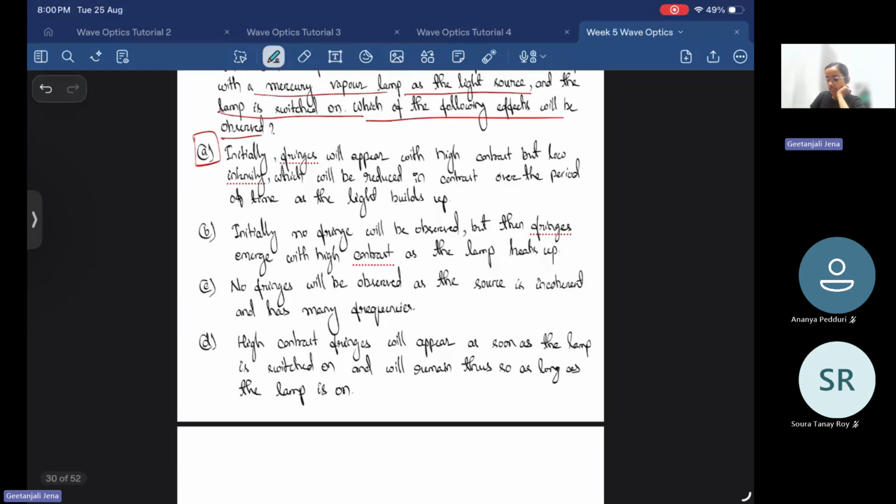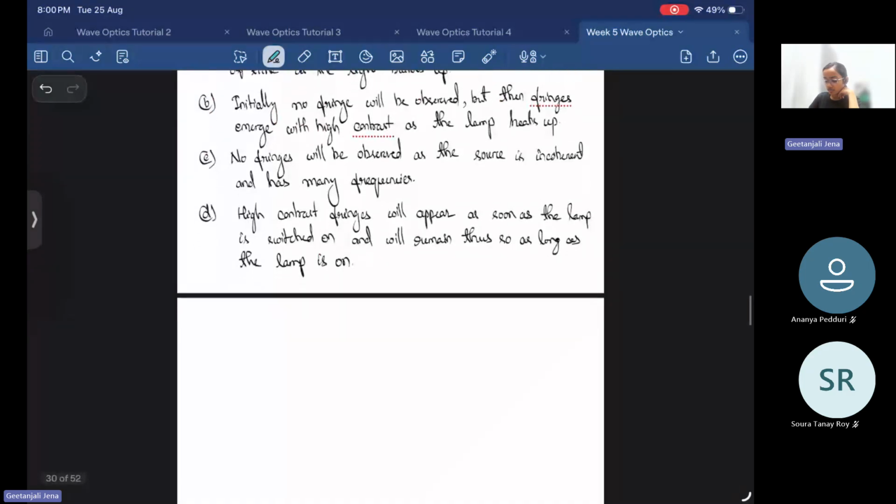So the answer is, when you are switching on the mercury vapor lamp, during the initial stage you have few mercury atoms that are evaporated. Because of this, the light that is emitted won't have that much broadening, because when you have few atoms, the collision is less. So the coherence length will be large. The light will have narrow spectral width, so we will see a high contrast fringe pattern.